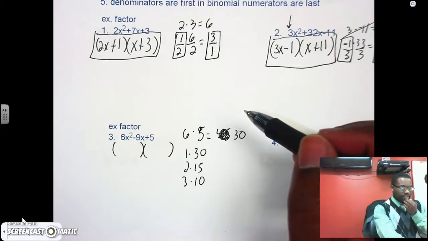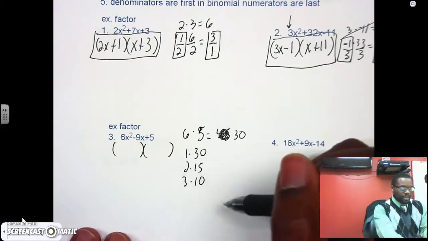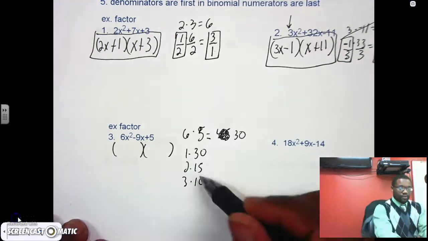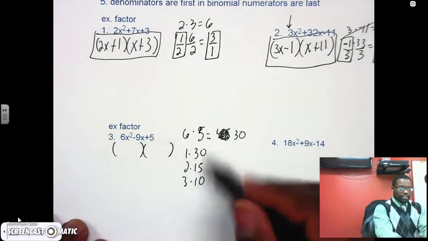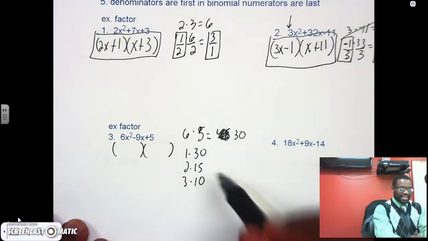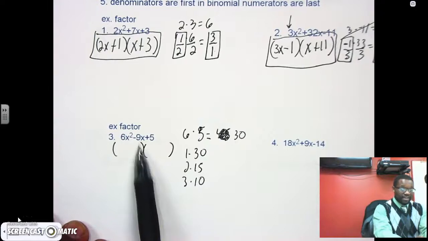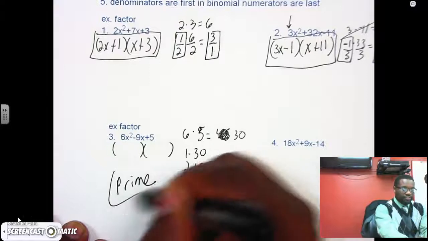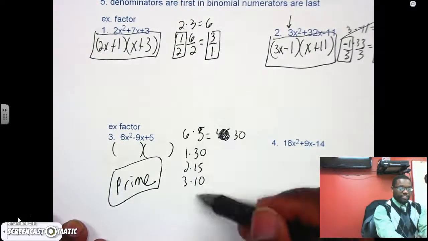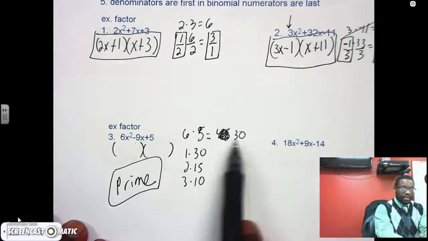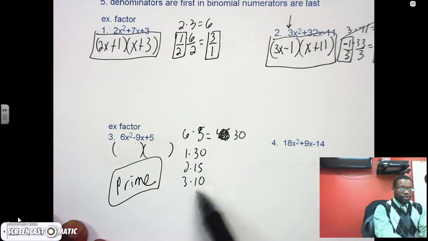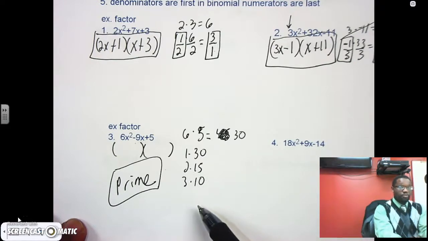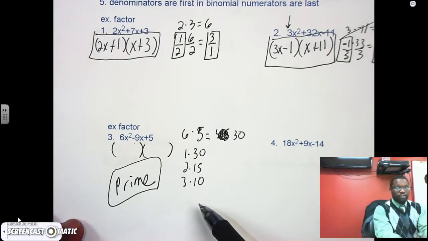What am I missing? 3, 10, 2, and 15. 1, 2, 3. I believe that's it. Notice that none of these number combinations here can add or subtract to give me a negative 9. What that means is that this one is prime, or it does not factor. If you can't find a number combination that works, even if it works for one number but not the other, then you don't have a trinomial that can factor. And so all of them won't be prime, some of them will, all of them won't.